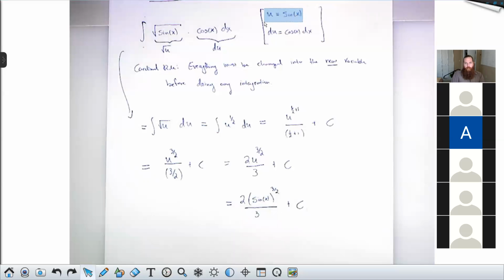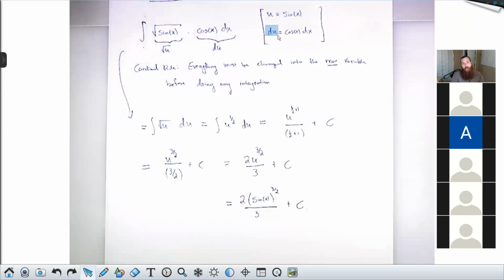We chose to substitute u equals sine x because here I've got a slightly complicated function. It's a composite function, right? An outer and an inner piece. The outer piece here is the square root, and the inner piece here is sine of x. So I think, I would like to make this simpler. I would like to make the inside here just my variable. So that's how I chose to substitute u equals sine x.